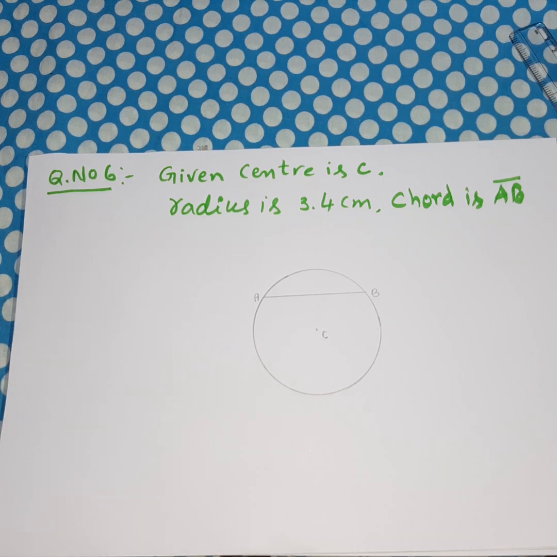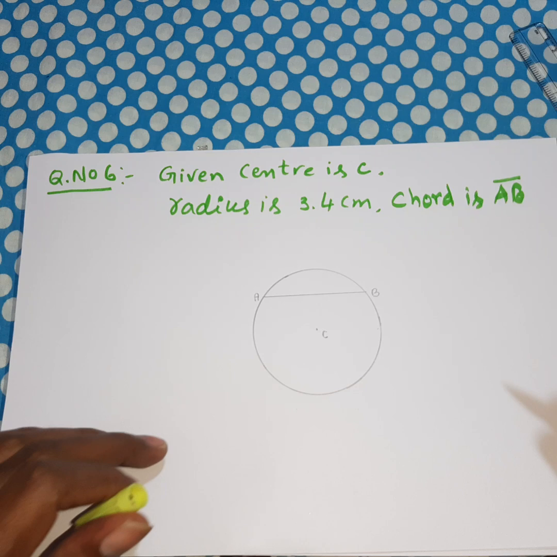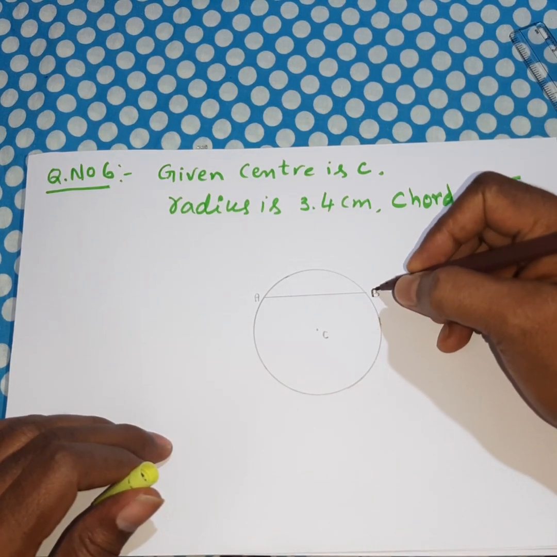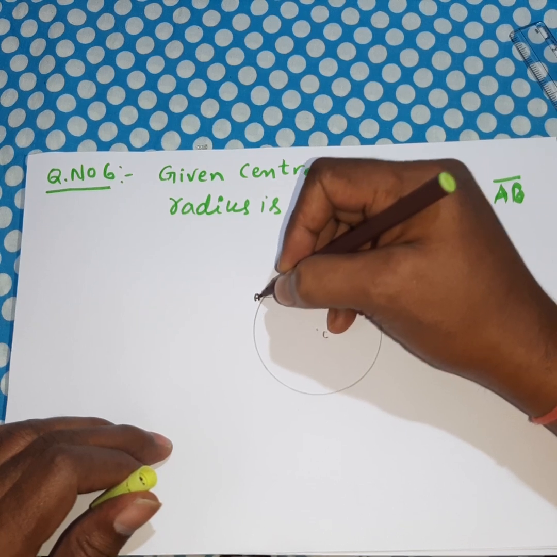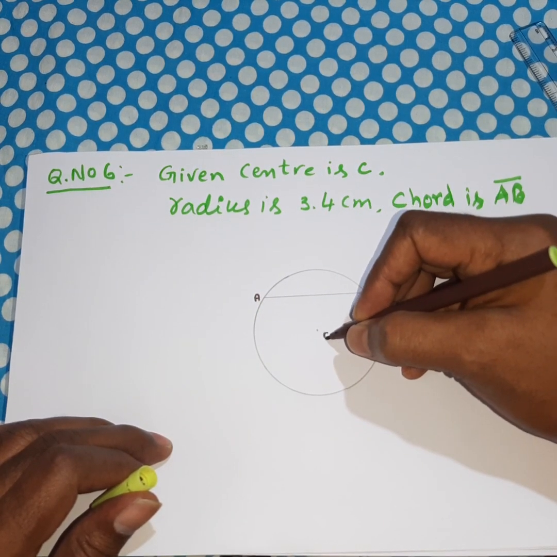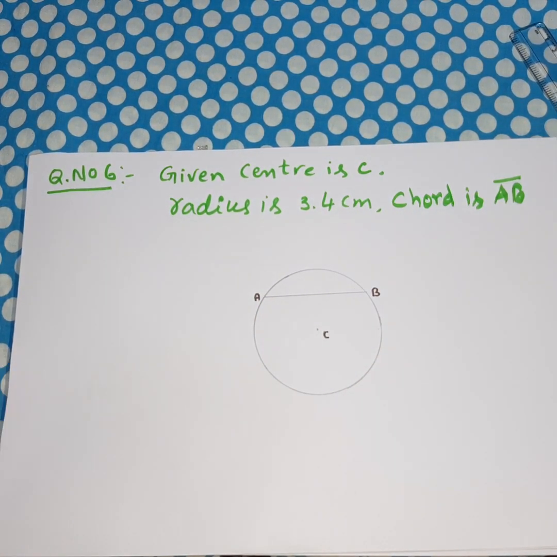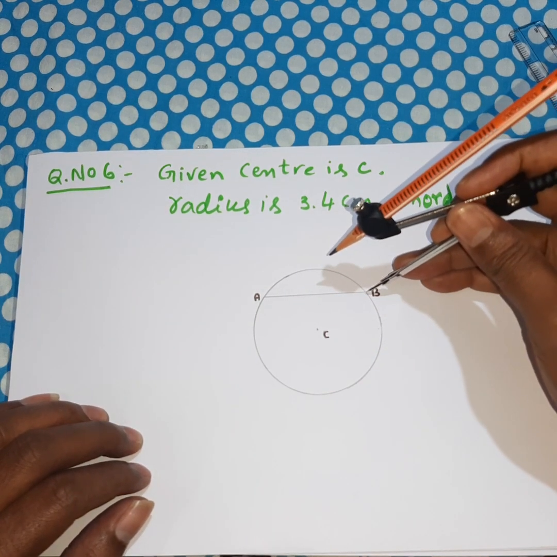Now we need to draw the perpendicular bisector of AB, to see whether it is passing through the center of the circle C or not. To draw the perpendicular bisector of the given line segment AB, with the same process, we need to take more than half of the length of AB. More than half of the length of AB. See this here?